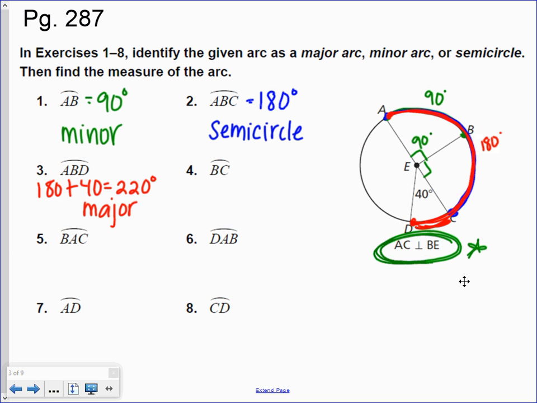I'm going to go back and do some erasing here just to re-look at some stuff. The next arc is arc B to C. B to C, that central angle is 90 degrees, so arc BC would also be 90 degrees. And that would again be a minor arc.